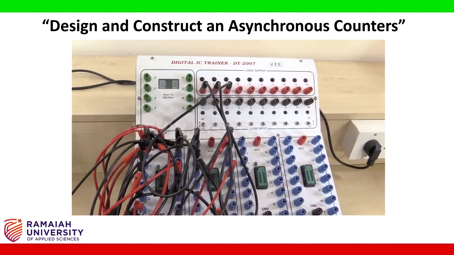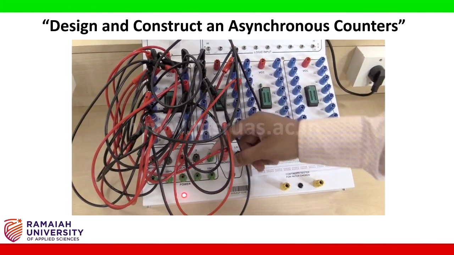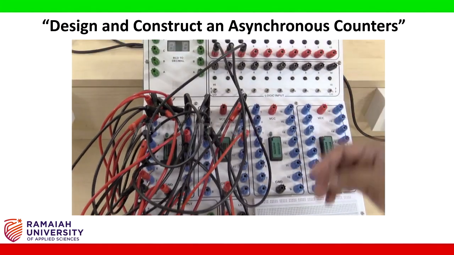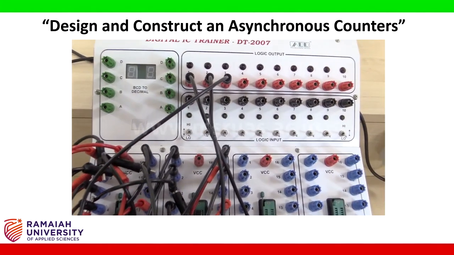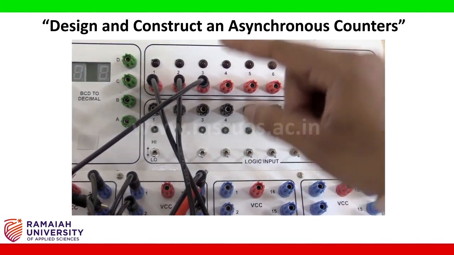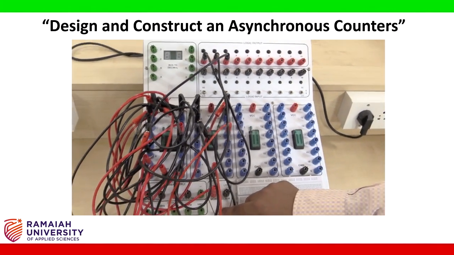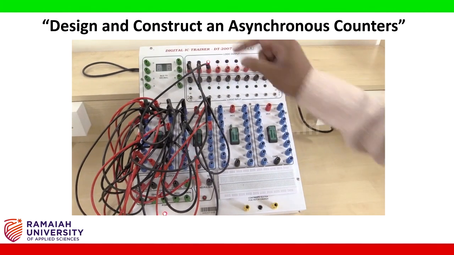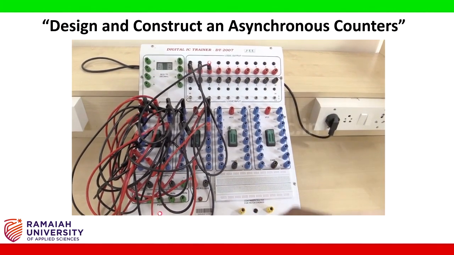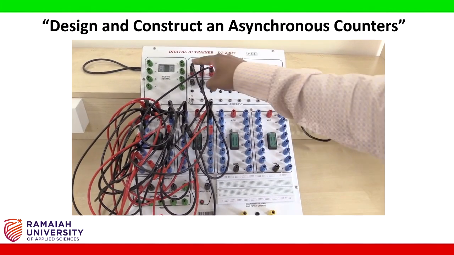Now you can see I have connected a clock pulse. For every clock pulse the count should increase. Right now the output is 0 0 0, that represents 0. Then I will press the clock pulse, or I will give the clock input. You can see the output has increased by one number. The output is 1, that is 0 0 1.